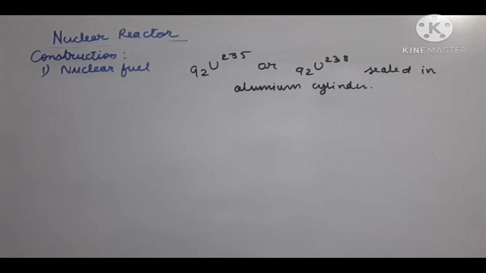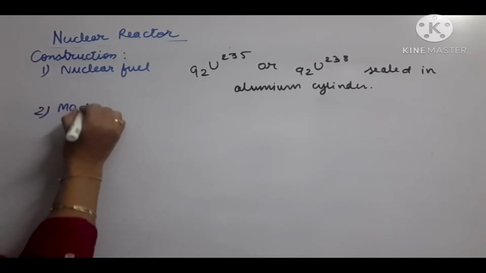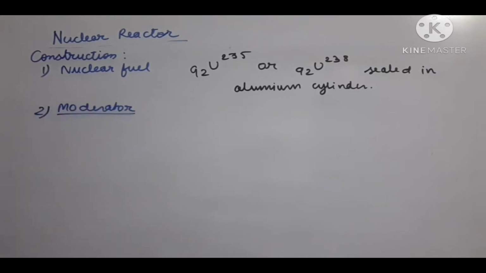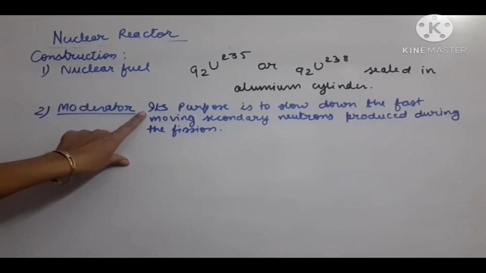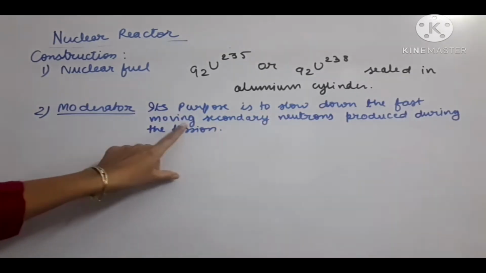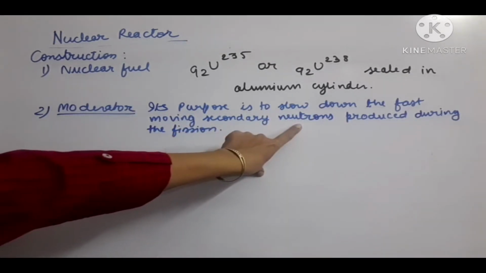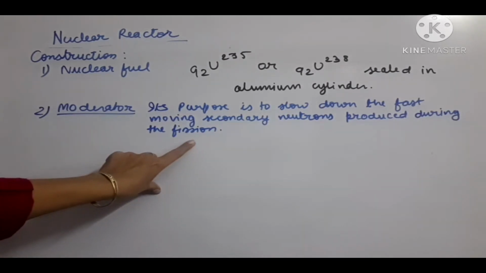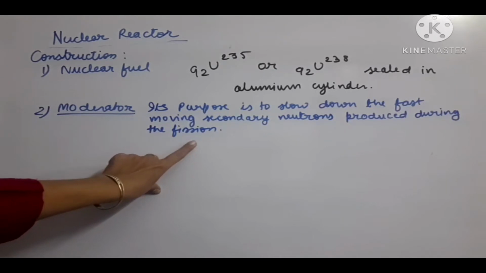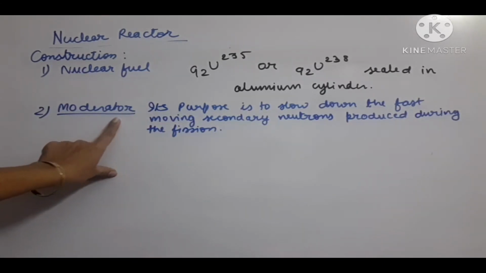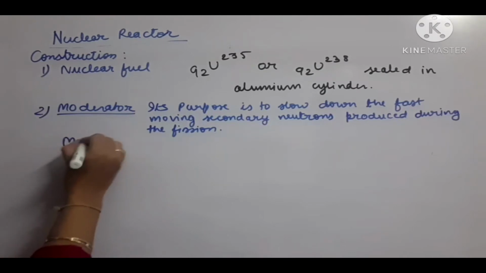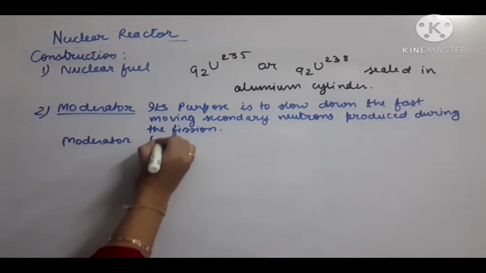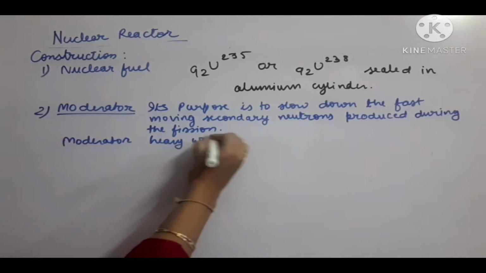Next, the moderator we have to understand in detail. The purpose of the moderator is to slow down the fast-moving secondary neutrons which are produced during the fission. As we know, the three neutrons which are produced as a result are very fast. So how to make their speeds moderate? That is done by the moderator. We have to pass them through moderators like heavy water, which are rich in protons.